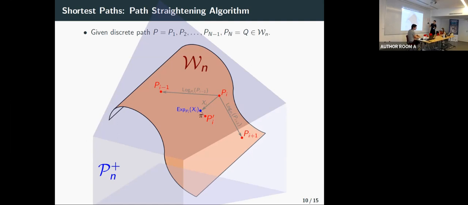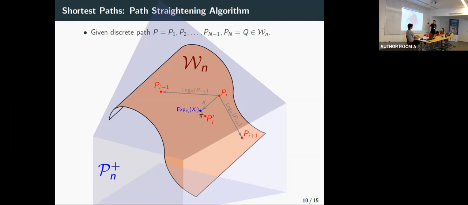So here you can see this very barely, I think. This is the Riemannian logarithm. So this is a vector from p_i to p_{i-1}. This is a vector from p_i to p_{i+1}. So this is just a zoomed in section of our given discrete path here. And we basically compute this vector xi by just adding those two vectors up in the tangent space of p_i, dividing by 2. So we basically obtain the midpoint of the parallelogram spanned by these two vectors here.